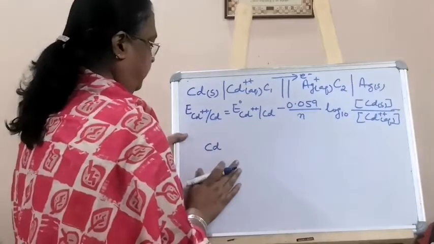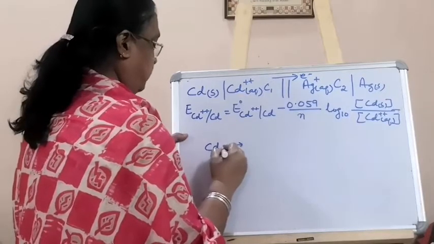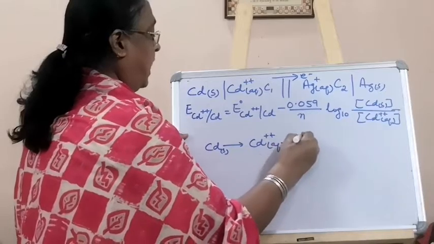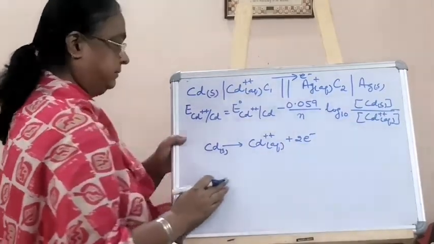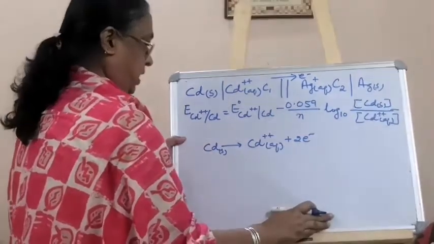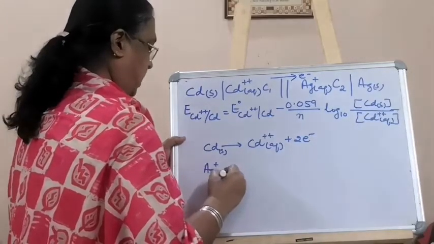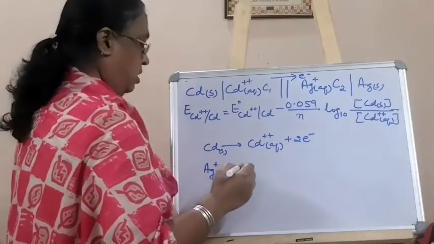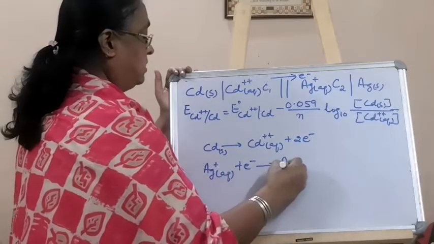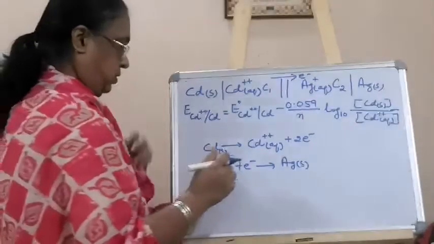Okay, I am writing here, or you can write it in the middle also, no problem. Cadmium solid will lose 2 electrons and will be turned into cadmium ion. This is your oxidation half cell reaction. Then silver ion aqueous is taking up 1 electron and is turning into silver solid. This is the reduction half cell reaction.